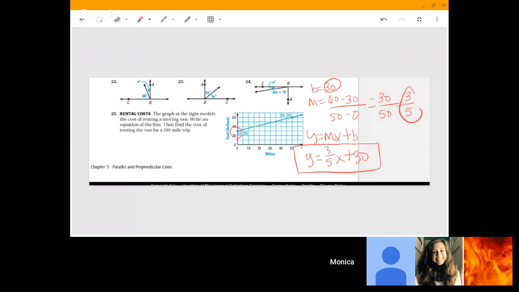And the next thing it says is find the cost of renting the van for a 100-mile trip. So miles are down here on your x-axis, okay? You can see that here. So basically, you're just going to plug 100 into that equation. So you'll say y equals 3/5 times 100 plus 30. And that will give you the cost of renting it for a 100-mile trip. Does that make sense, Madison? Okay, good.